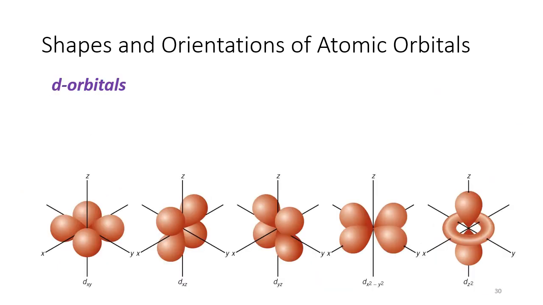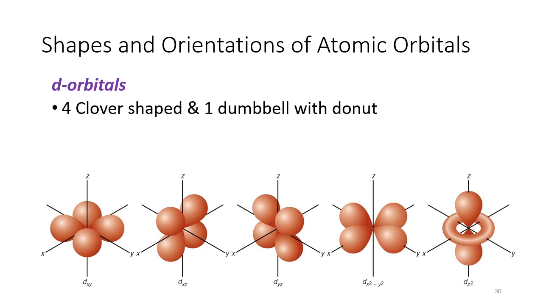The last type of orbital that we're going to look at are d orbitals. D orbitals are a bit more complex than p orbitals. D orbitals are clover-shaped for 4 of them, so these would represent our first 4 clover-shaped ones, and then one that's sometimes called a dumbbell with a donut. Since they are so much more complex, it's hard to try to show all 5 d orbitals on one coordinate system.